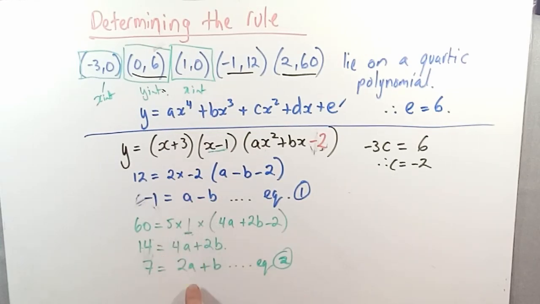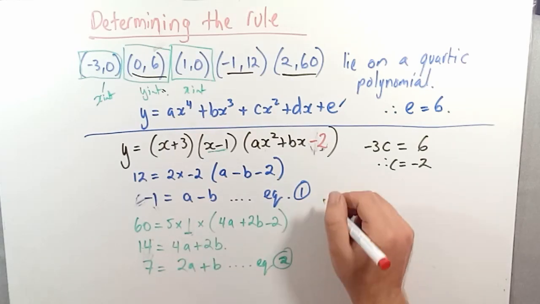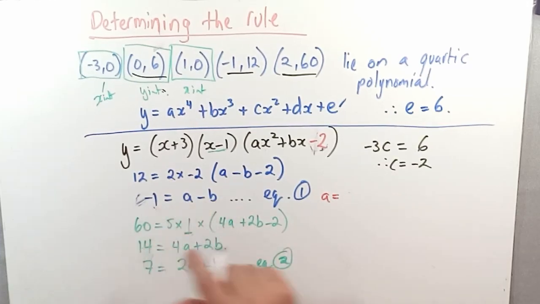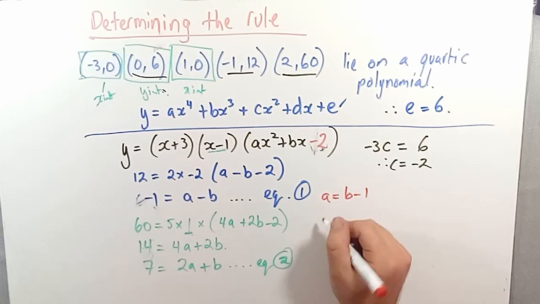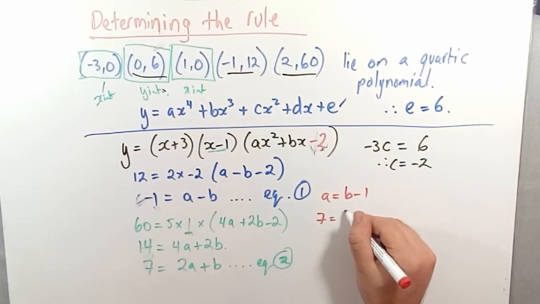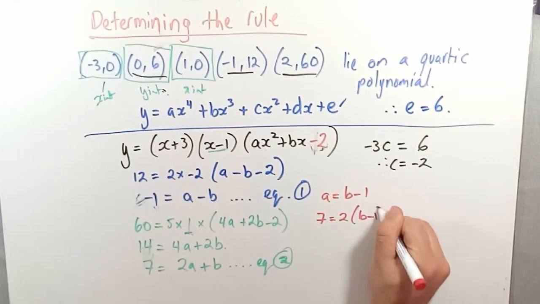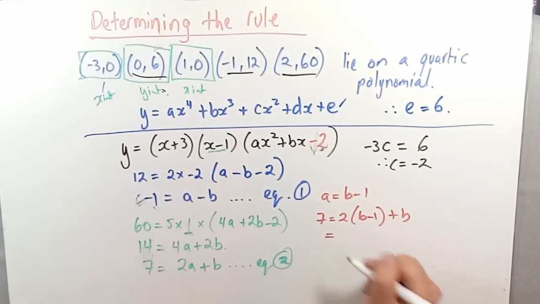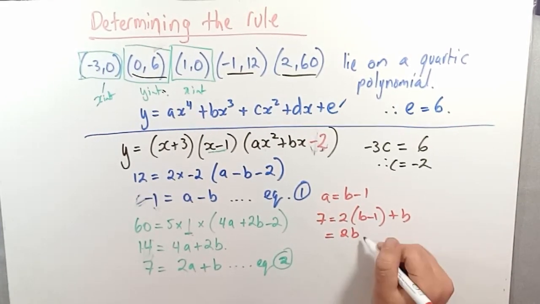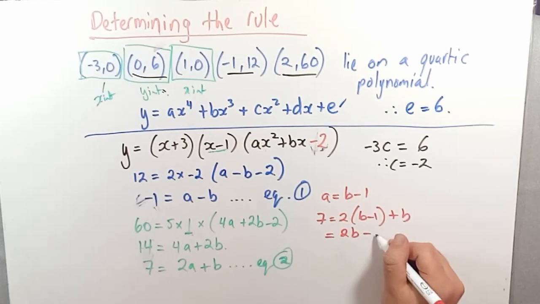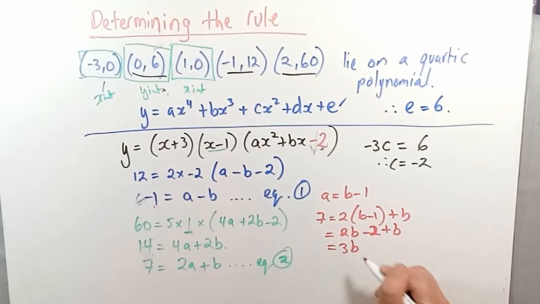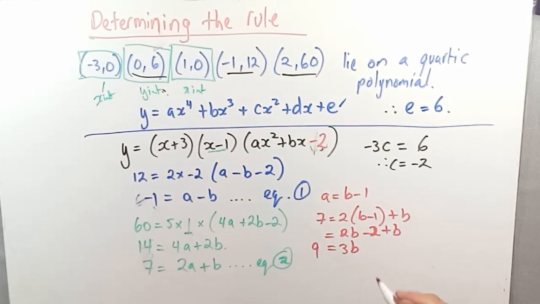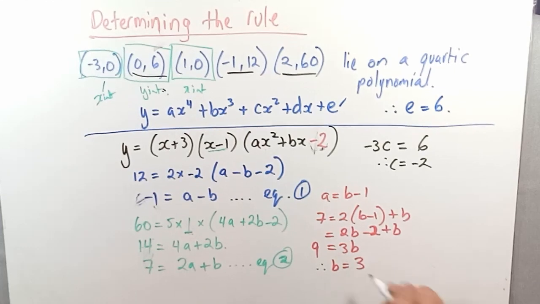And we've just got these two simultaneous equations to solve. Okay, so let's take this equation. a is equal to b minus 1. And then I'll put it into this equation. So we get 7 equals twice b minus 1 plus b. So we get 2b minus 2 plus b. So we get 3b. 7 plus 2 is 9. Therefore, b is equal to 3.